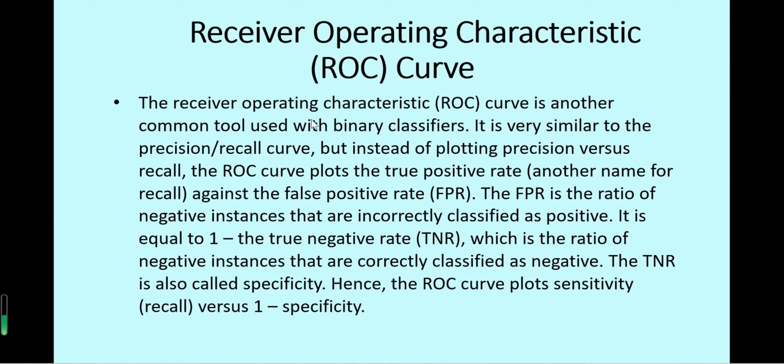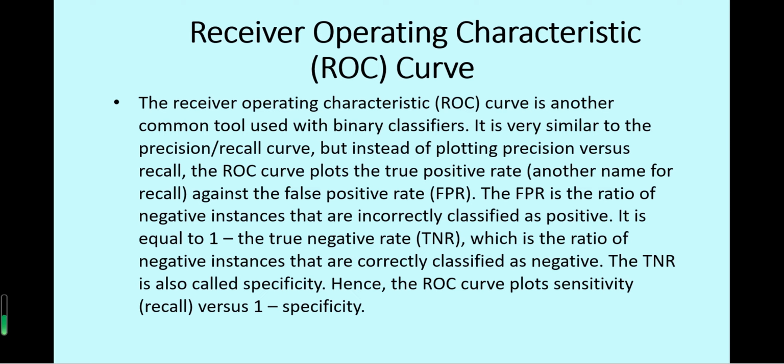The receiver operating characteristic curve is another common tool used with binary classifiers. It is very similar to the precision recall curve, but instead of plotting precision versus recall, the ROC curve plots the true positive rate, also called recall, against the false positive rate, FPR. The false positive rate is the ratio of negative instances that are incorrectly classified as positive. So it is equal to 1 minus the true negative rate.